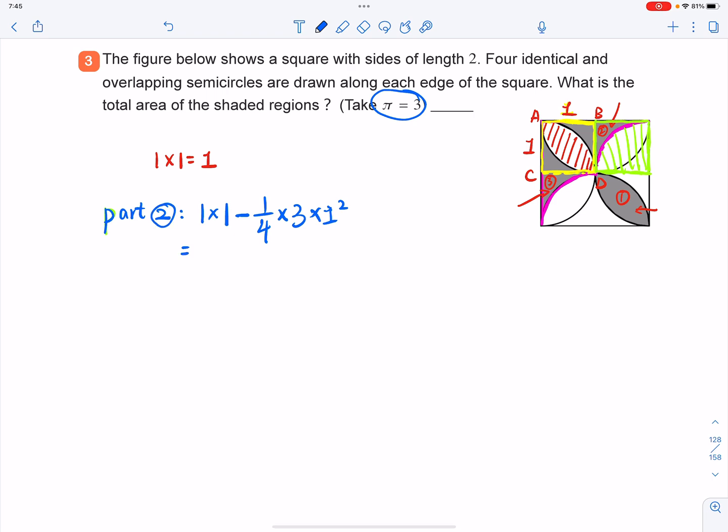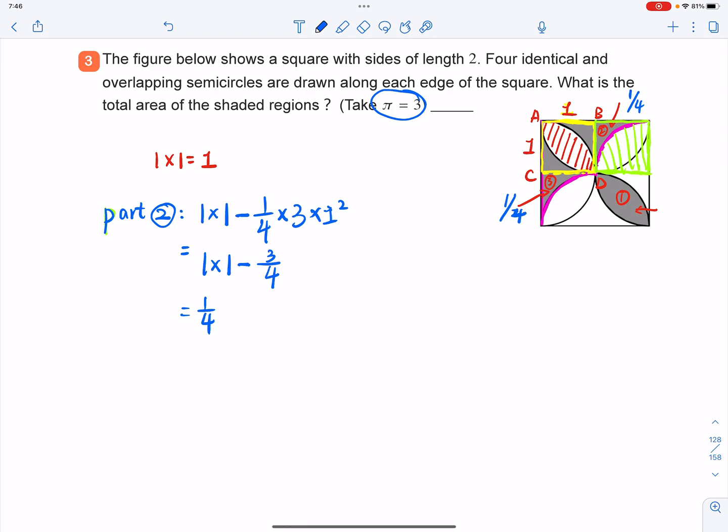So what is the area of part 2? That will be 1 times 1, take away 3/4, right? So 1 minus 3/4, you got 1/4, okay? So as for part 2, the area is a quarter. Part 3, the area is a quarter.